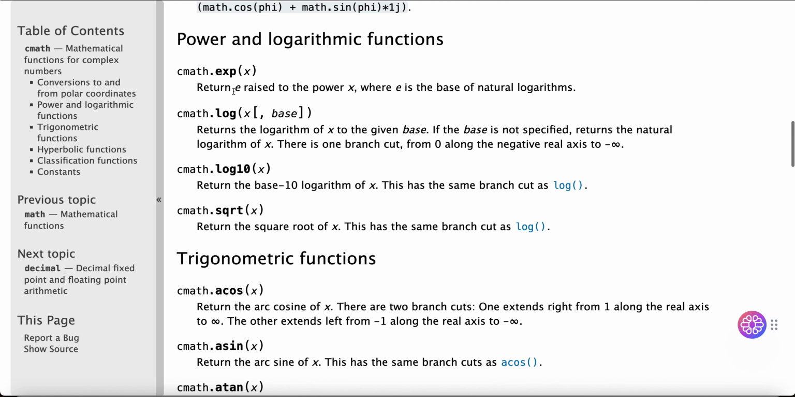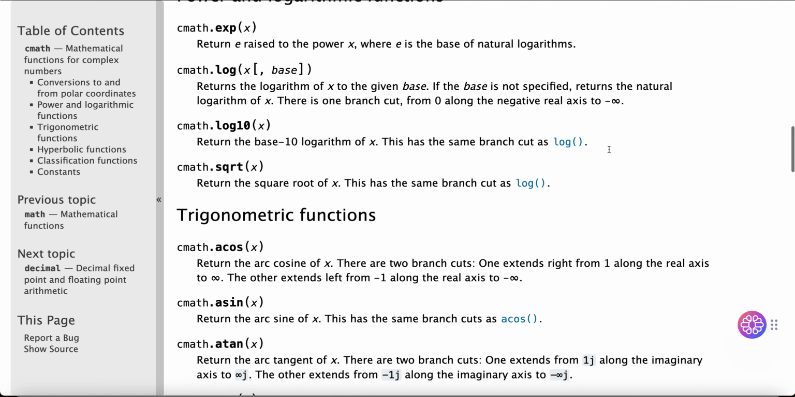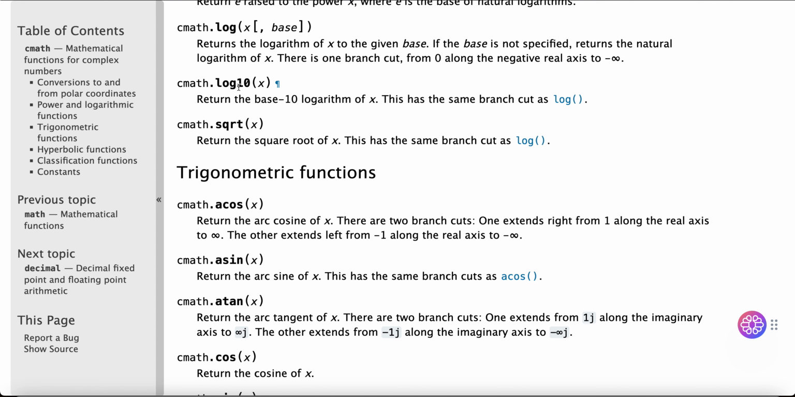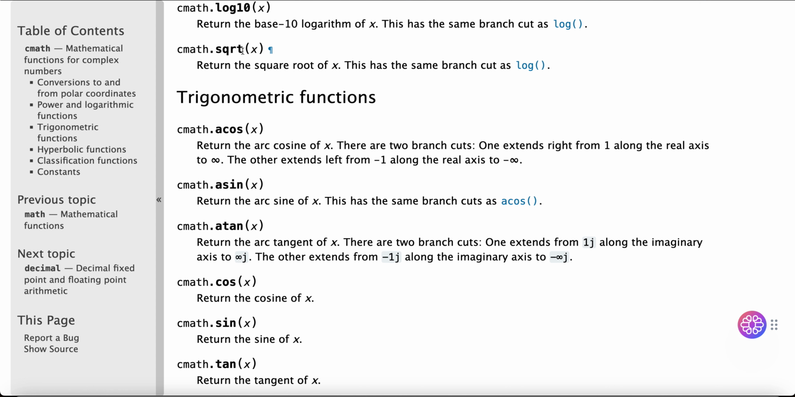Power and logarithmic functions. cmath.exp(x) returns e raised to the power x, where e is the base of natural logarithms. cmath.log(x, base) returns the logarithm of x to the given base. If the base is not specified, it returns the natural logarithm of x. There is one branch cut, from 0 along the negative real axis to minus infinity. cmath.log10(x) returns the base 10 logarithm of x. This has the same branch cut as log. cmath.sqrt(x) returns the square root of x. This has the same branch cut as log.